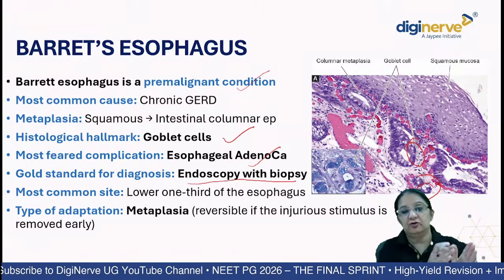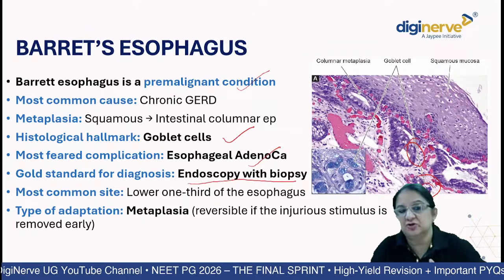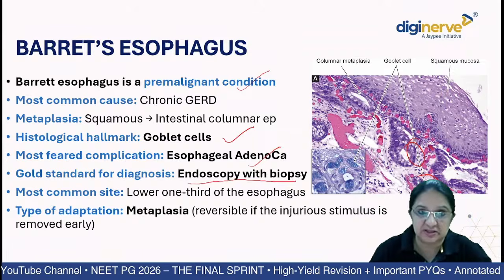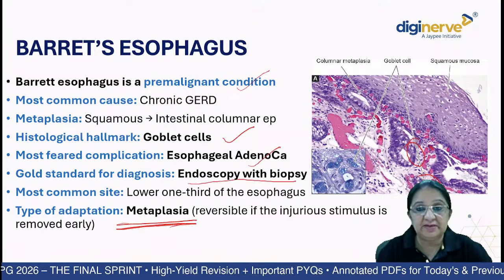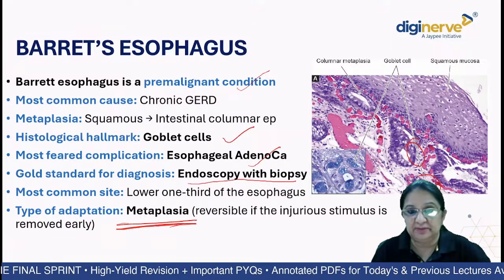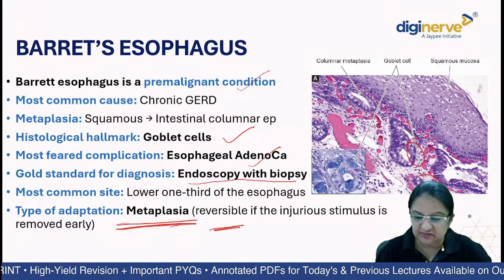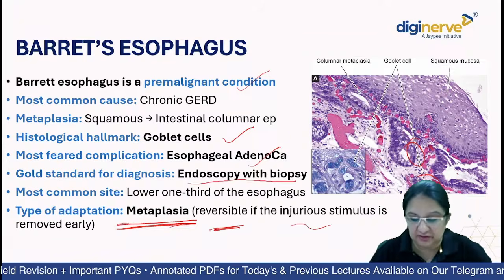And the type of adaptation. See, even if you go to your cell injury chapter, if you ask what is the type of adaptation seen in Barrett's esophagus, it is metaplasia. One epithelium being replaced with another epithelium. It is reversible if the injurious stimulus is removed early.